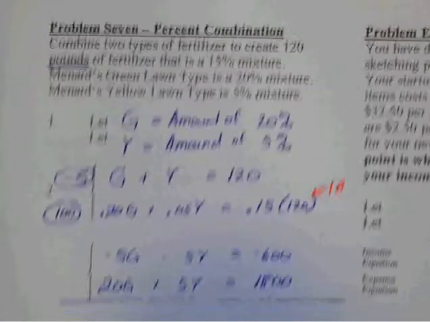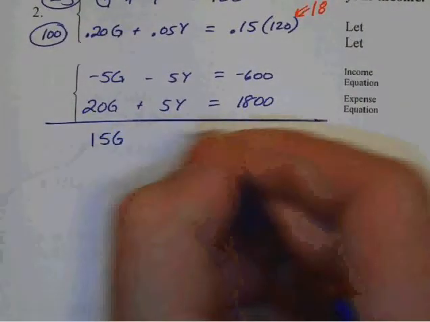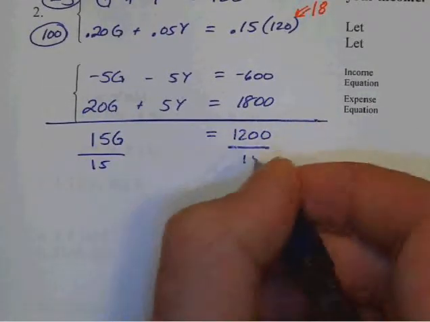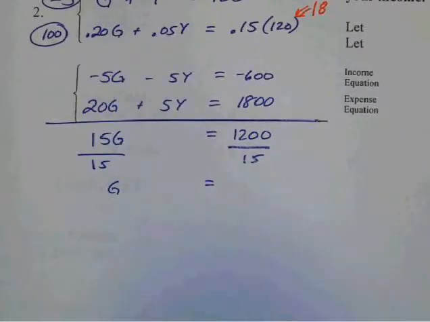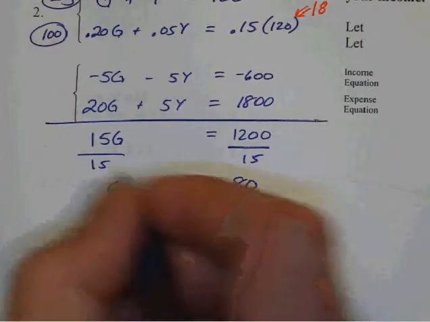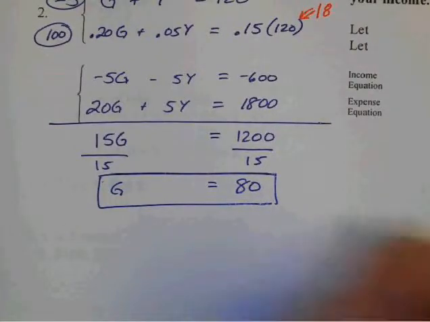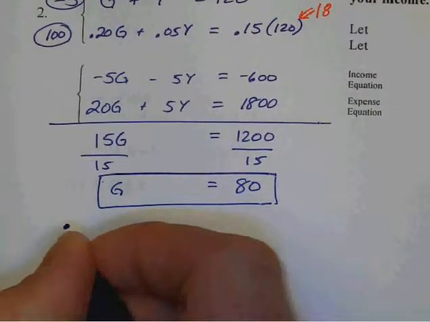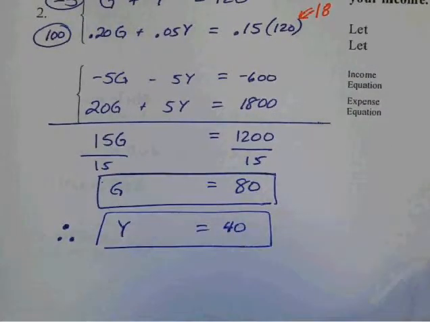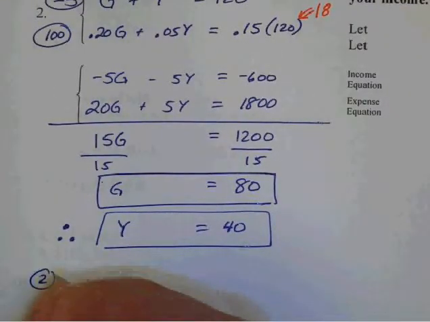We're going to add these up using the elimination method. 15G equals 1200. We divide both sides by 15. G equals 1200 divided by 15, or 80 pounds. There's our first answer. We have a total of 120 pounds in our mixture. Therefore, with very simple reasoning, Y must equal 40. If you need to, you can use the first equation. To check this, we're going to use the second equation.